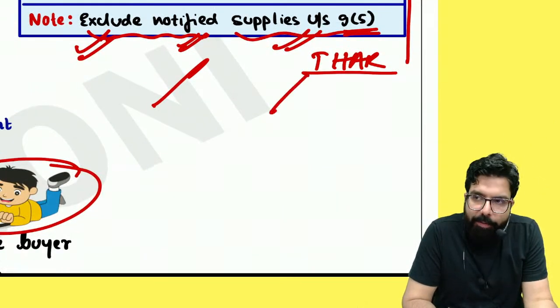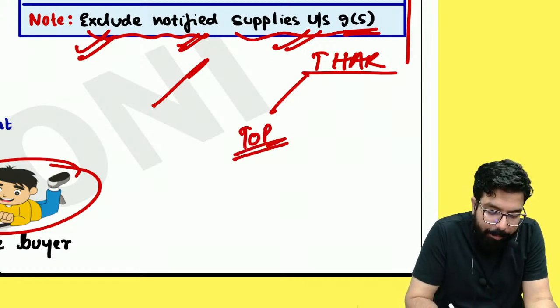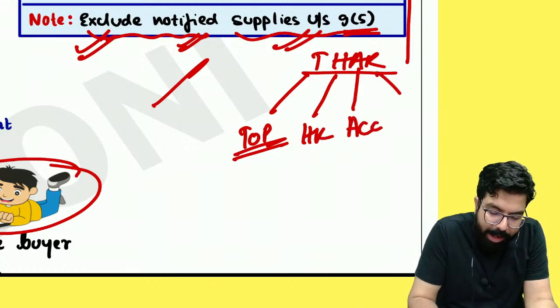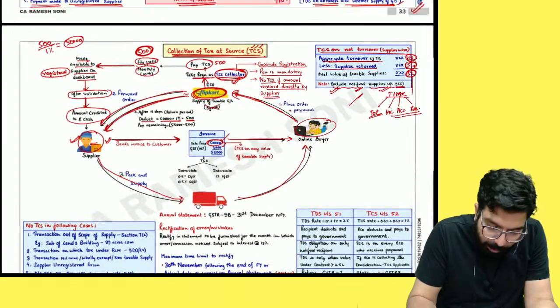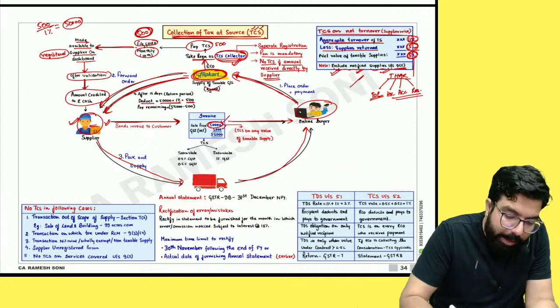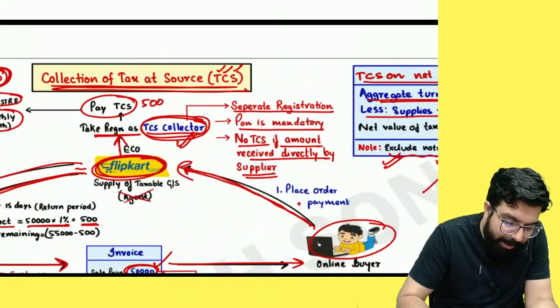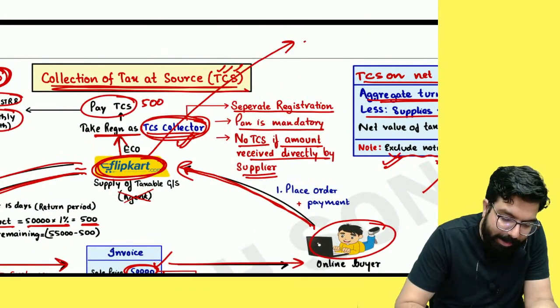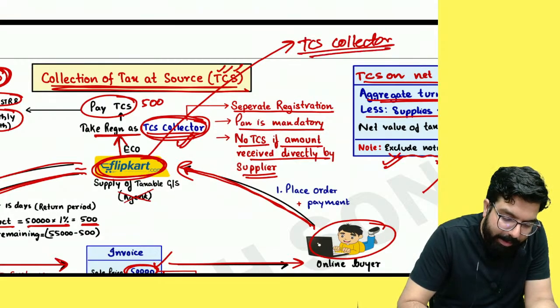Transportation of passengers. Do you remember, everyone? Housekeeping, accommodation, and R for restaurant. People, I'll tell you one small thing now. Is my point clear till here, everyone? Now tell me one thing. The e-commerce operator has to deduct TCS. It has to take registration as a TCS collector. Yes or no, everyone? Next.